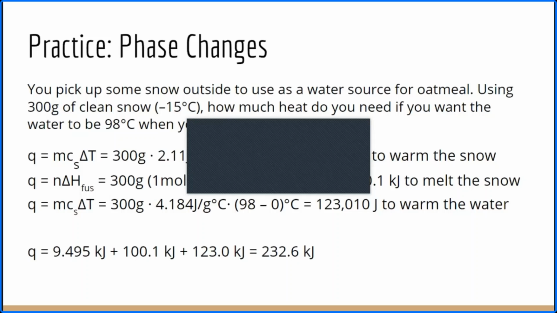And from its melting point, we are going to have 300 grams, and we need to convert that to moles. So, the molar mass of H2O is 18.0 grams per mole. So just do a little conversion there, and we multiply it by 6.01 kilojoules per mole, which results in 100.1 kilojoules to fully melt that snow.